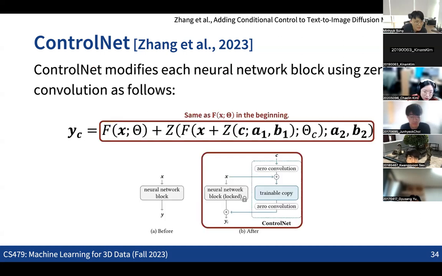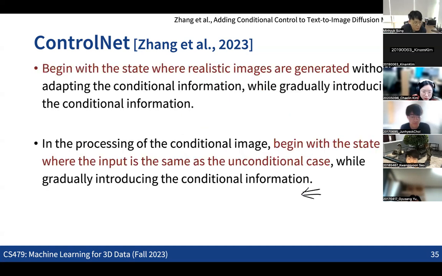And also, as you can see in the second block here, in terms of processing the conditional input, we want to fully utilize the given pre-trained UNet, beginning from the state where the network is just the same as the unconditional case. So it is not taking the conditional input, but just the original input x_t. But we are gradually adapting the neural network to be able to feed the conditional information, because here we have the zero convolution layer.